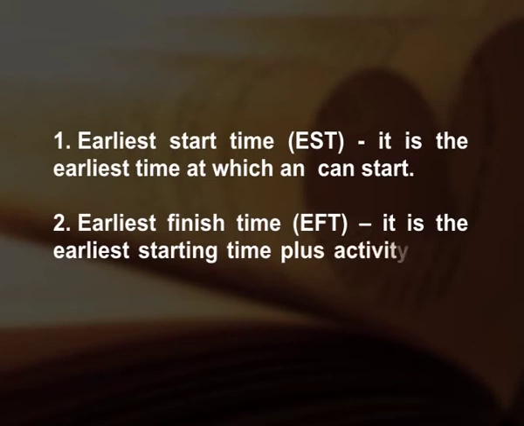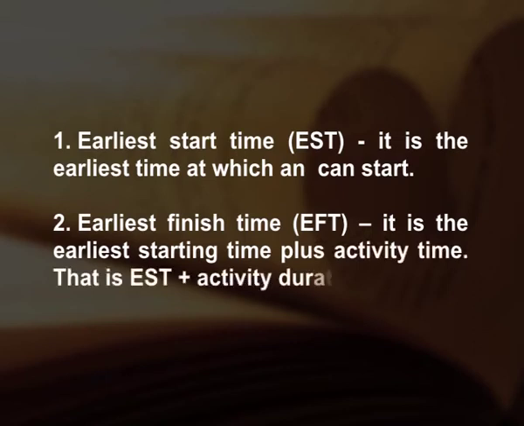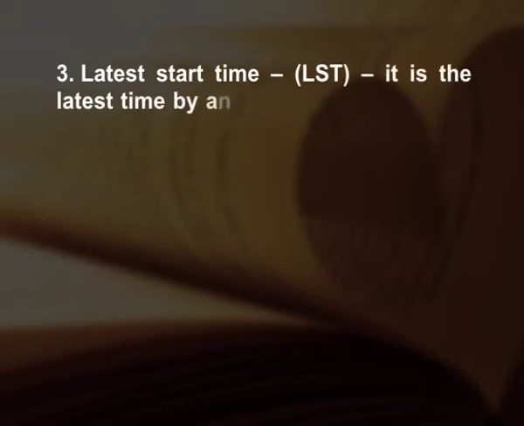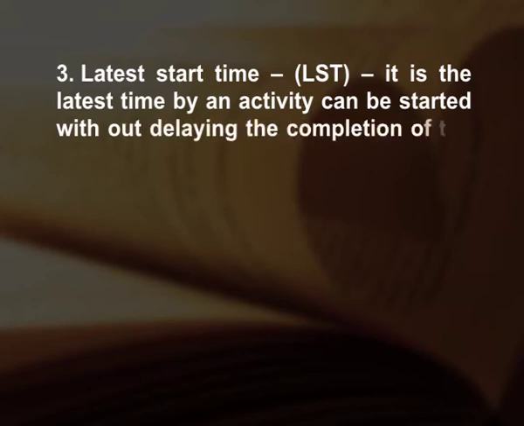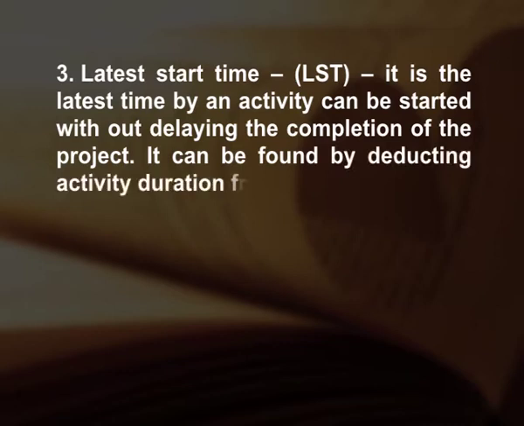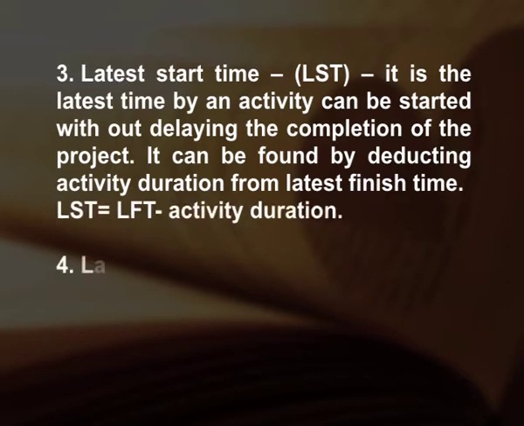EFT. It is the earliest starting time plus activity time, that is EST plus activity duration. In other words, it is the earliest time by which an activity can be finished. Latest start time, LST. It is the latest time by which an activity can be started without delaying the completion of the project. It can be found by deducting activity duration from latest finish time. LST is equal to LFT minus activity duration.